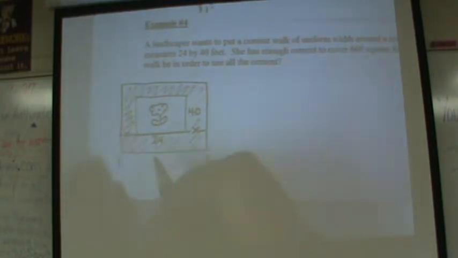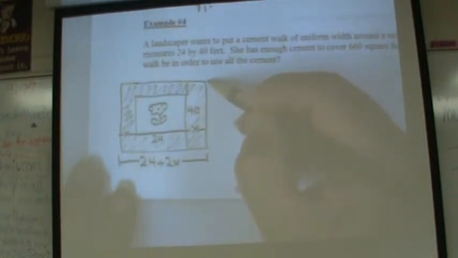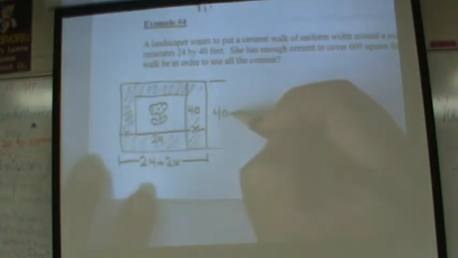24 plus 2x. Very good. Okay, we don't know what x is. Now let's look at this dimension right here. If this is 40, and this is x, and this is x, what would this dimension from here to here be? This is 40, this is x, and this is x. Yep, this would be 40 plus 2x.